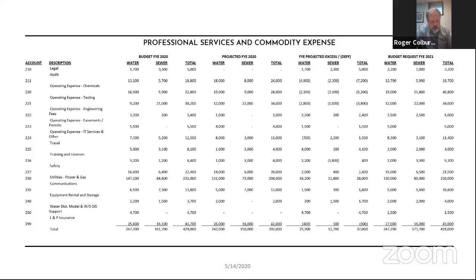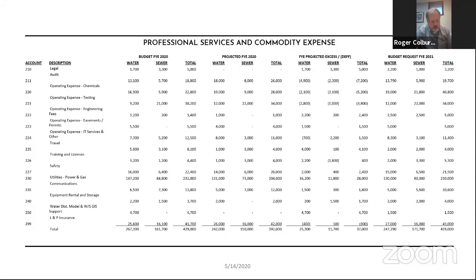But the next item there is the big one. It's power and gas utilities, and just trying to project it off of last year's expense. And Glenda contacted both of our power utilities, and they're not looking at any increases to their knowledge at this point in time.